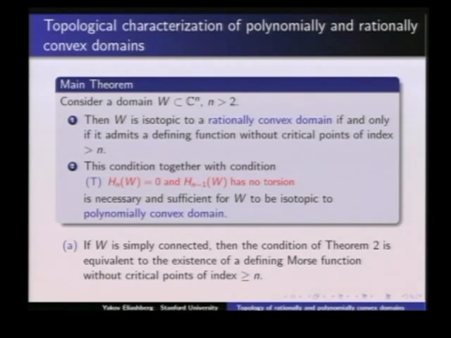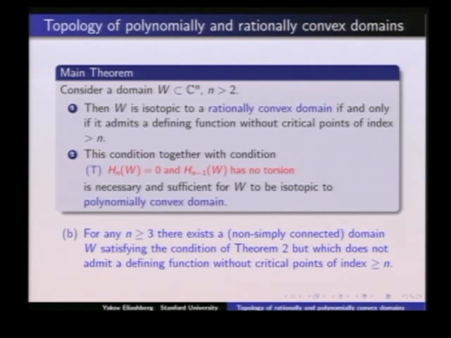Okay, so let me note that for this condition of the second theorem, for polynomial convexity, in the simply connected case it is equivalent, just by Smale's theorem, to the fact that you have a defining function without critical points of index greater than or equal to n, so up to n minus 1. But if it is not simply connected, then you can construct examples of domains which satisfy this condition but have a non-trivial relative homotopy group in dimension n, so you cannot find a function without critical points of index n.